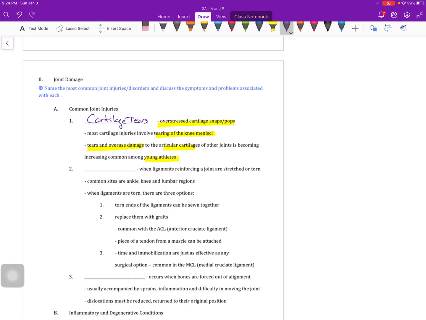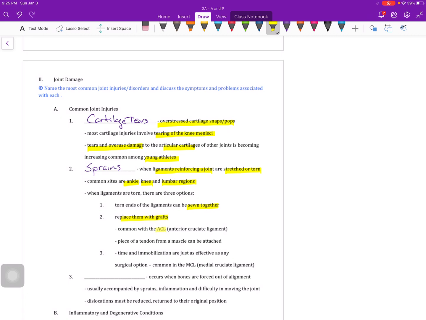The next one would be sprains. Ligaments that reinforce a joint. Remember, ligaments bind bone to bone. They're stretched or torn. Common sites are the ankle, the knee, and the lumbar regions. Now, if the ligaments are torn, you have three options. They can be sewn together. You can replace them with grafts.